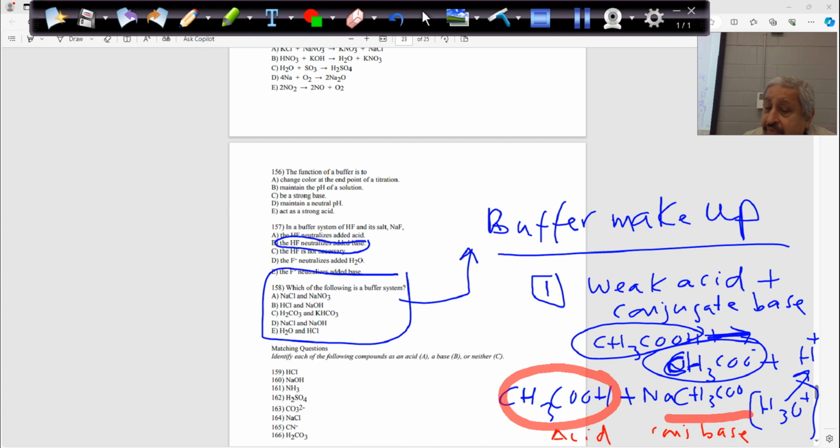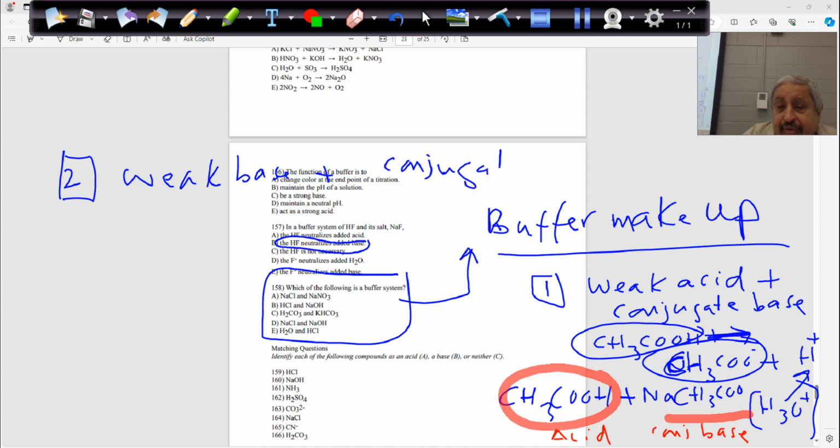This is one. The second one is to take a weak base, number 2 here, weak base plus conjugate acid. You have ammonia plus ammonium chloride.